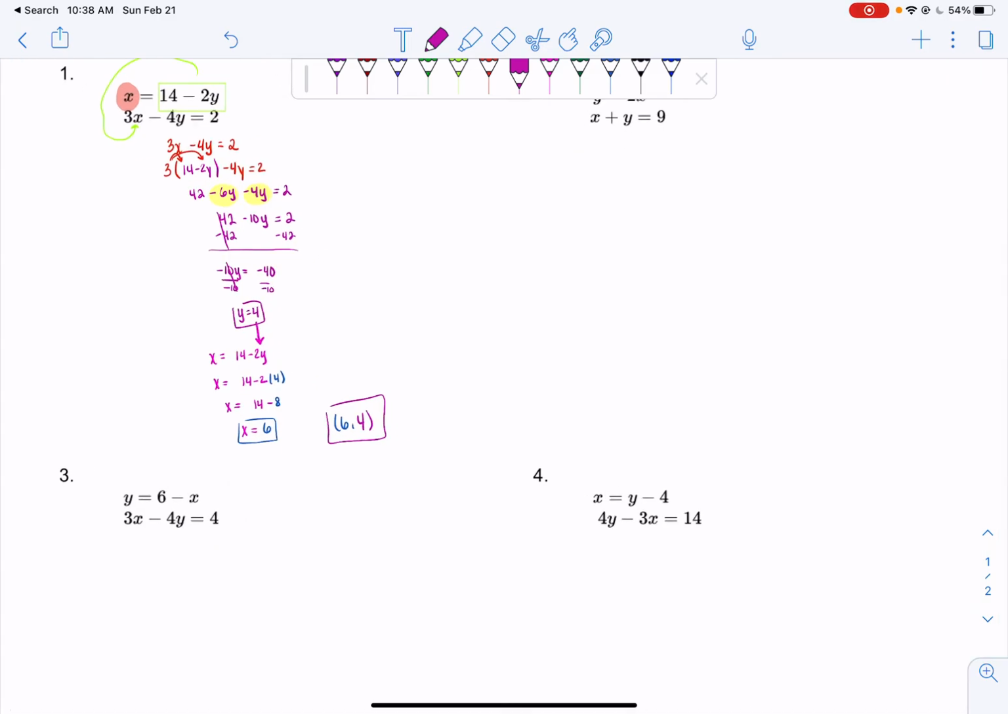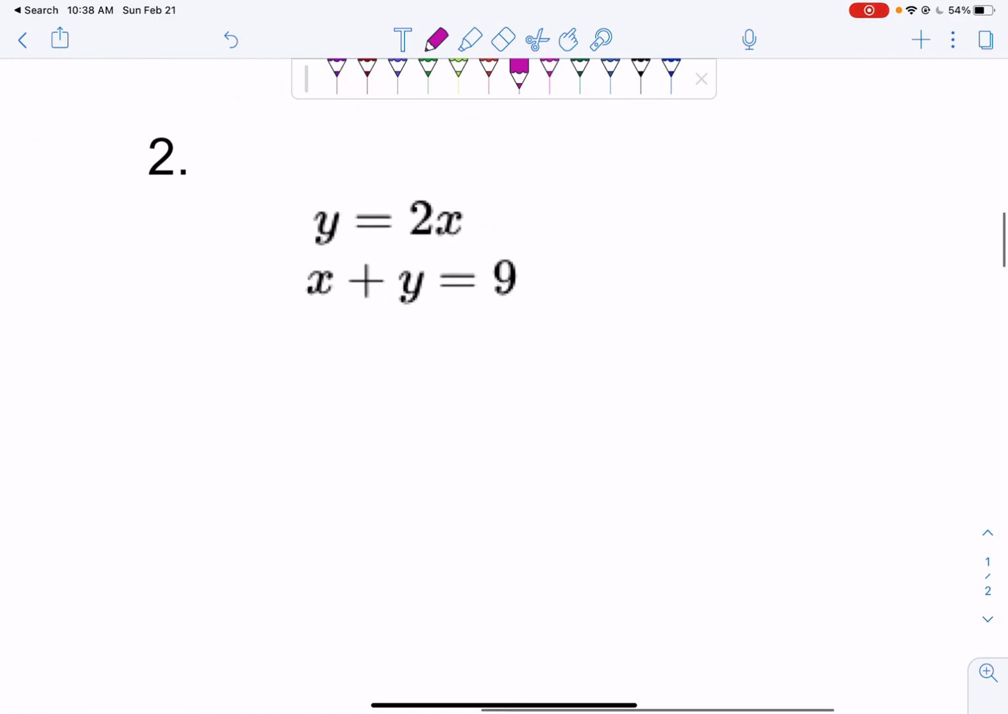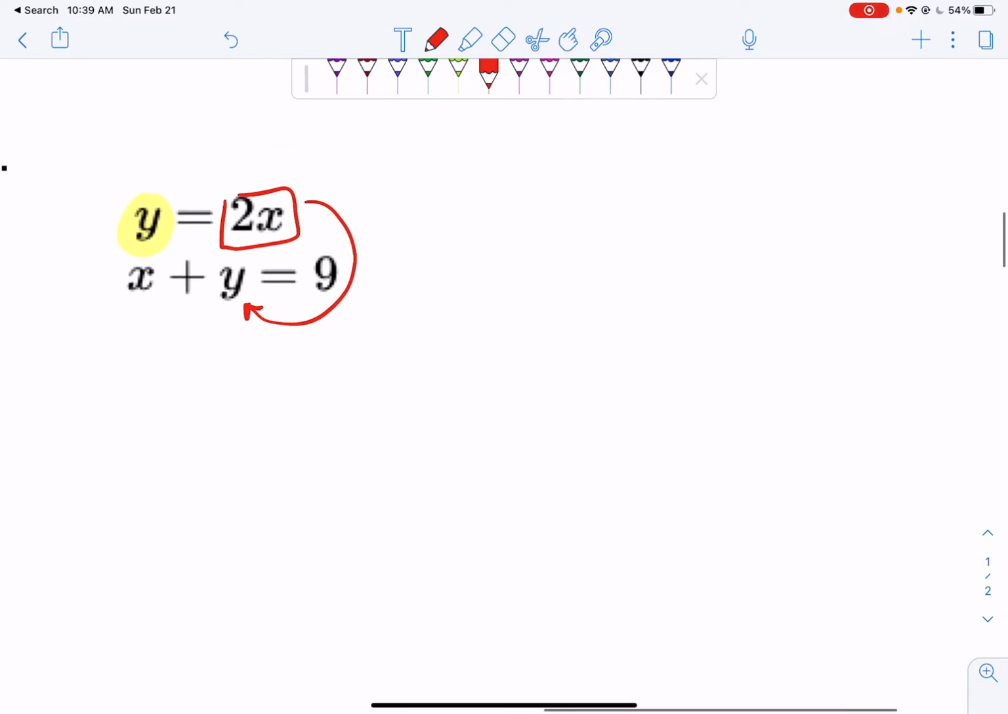All right, let's go on to our next example. I have y equals 2x and x plus y equals 9, so I have to ask myself, is one of my equations isolated? Or a variable isolated? Yes, I do have a variable isolated, my y. So everywhere I see a y, I'm going to substitute a 2x. Again, we always rewrite the equation we're going to be substituting in. So I have x plus y equals 9. I know that I'm substituting in a 2x, so I have x plus 2x equals 9.